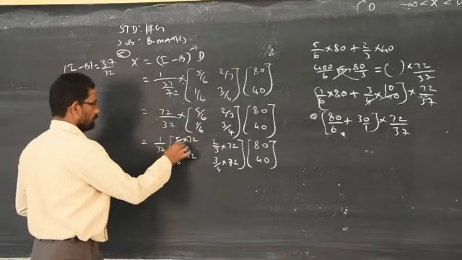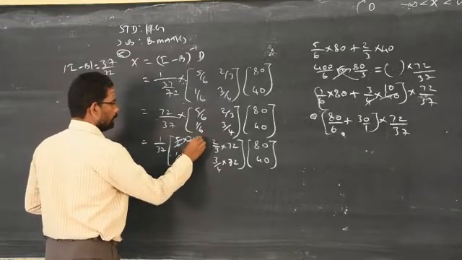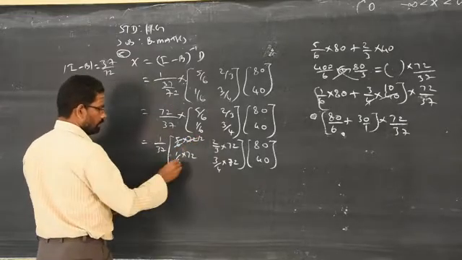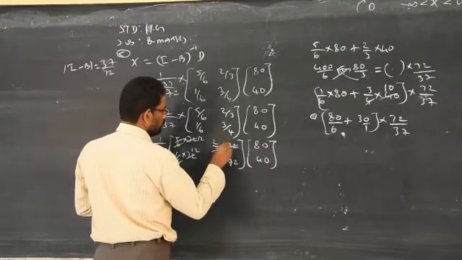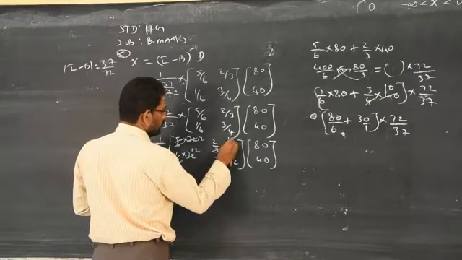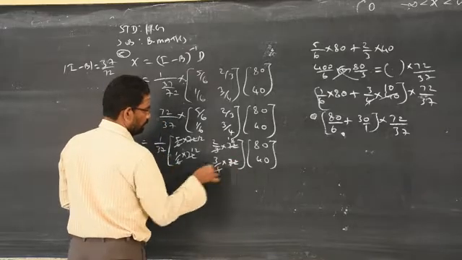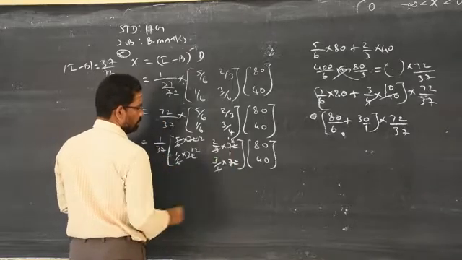Now you can simplify. 6 will go how many times in 72? 12 times. 3 will go how many times? 3 ones are 3, remaining 3, 3 twos, so 24 times. 4 will go how many times? 4 eights are 32.